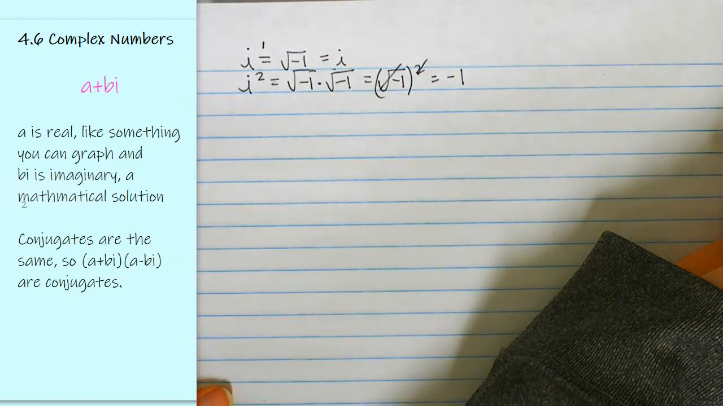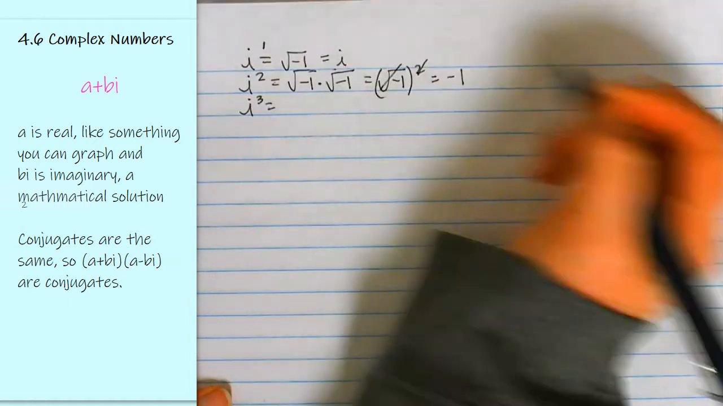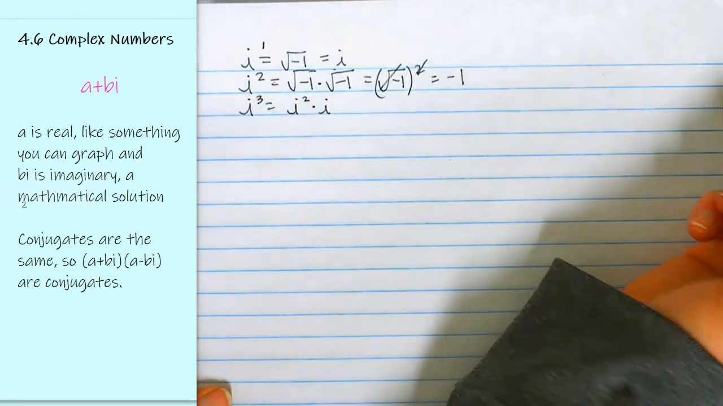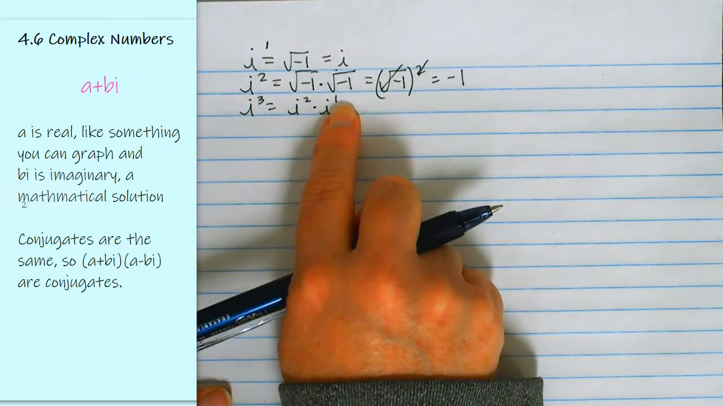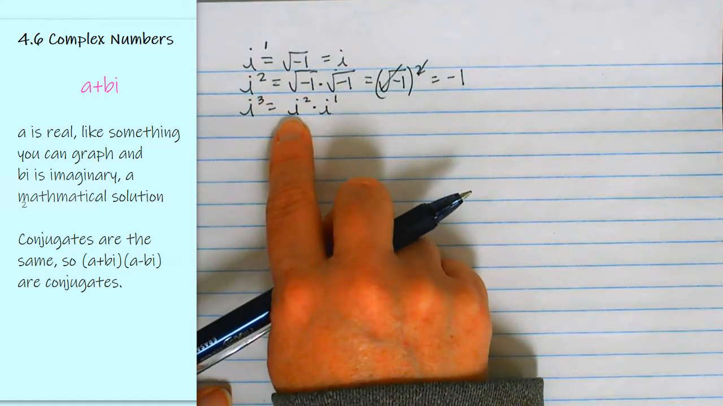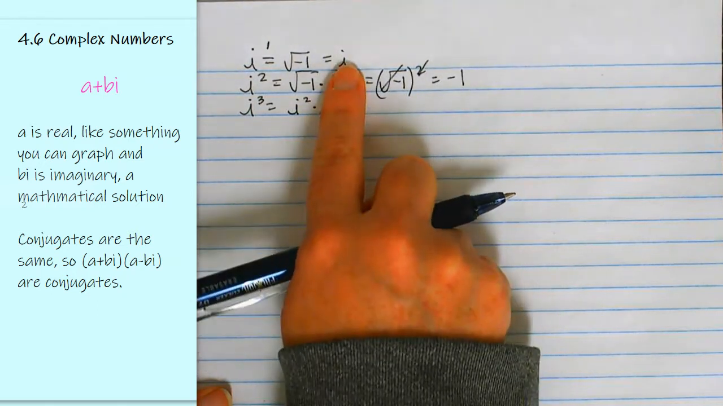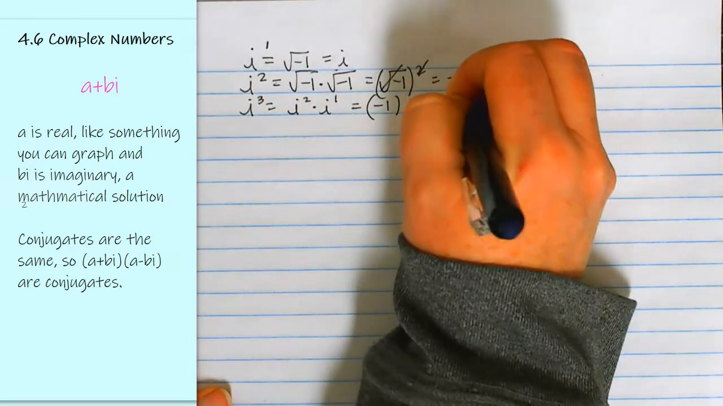So i squared is always -1. i cubed means i squared times i to the first power. In other words, just like with x's, you add the exponents, you get i to the third power. Well, we've simplified i squared already, it's -1. And we know that i to the first power is just i, so this becomes -1 times i, or negative i.